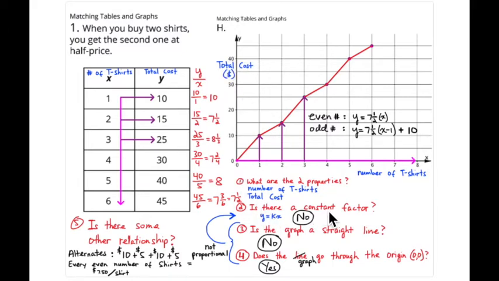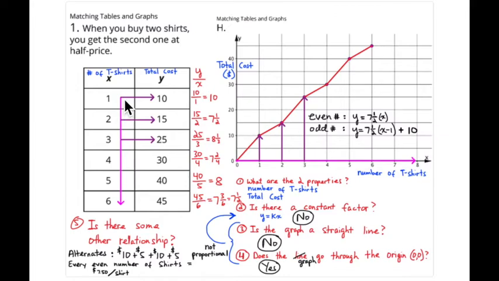Is there a constant factor? No, there's not. There's no constant of proportionality. Is the graph a straight line? No, it's not a straight line, but the graph does go through the origin 0, 0, because if you've bought 0 t-shirts, then you're going to pay 0 money. But it's not proportional. No constant of proportionality, not a straight line, even though the graph does go through the origin. Now, is there some other relationship going on?